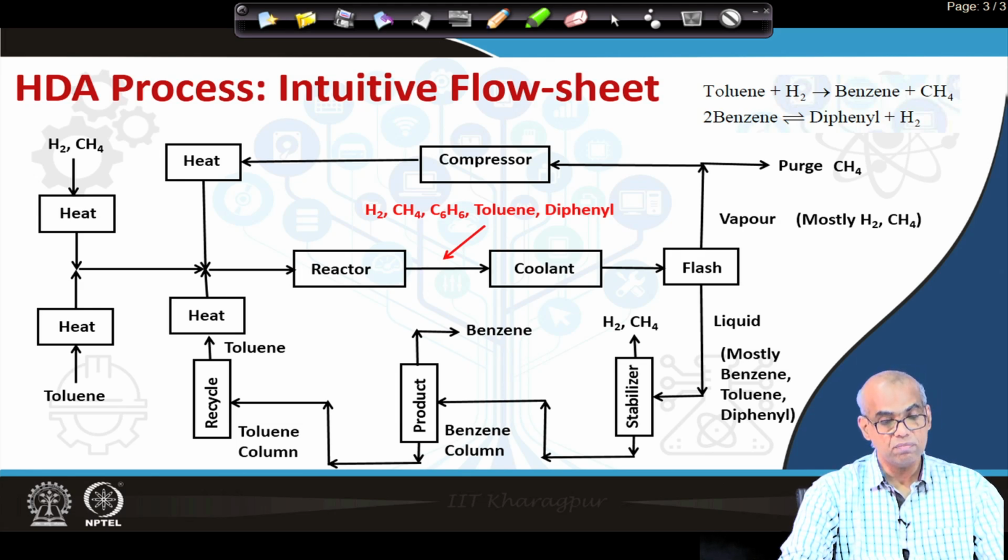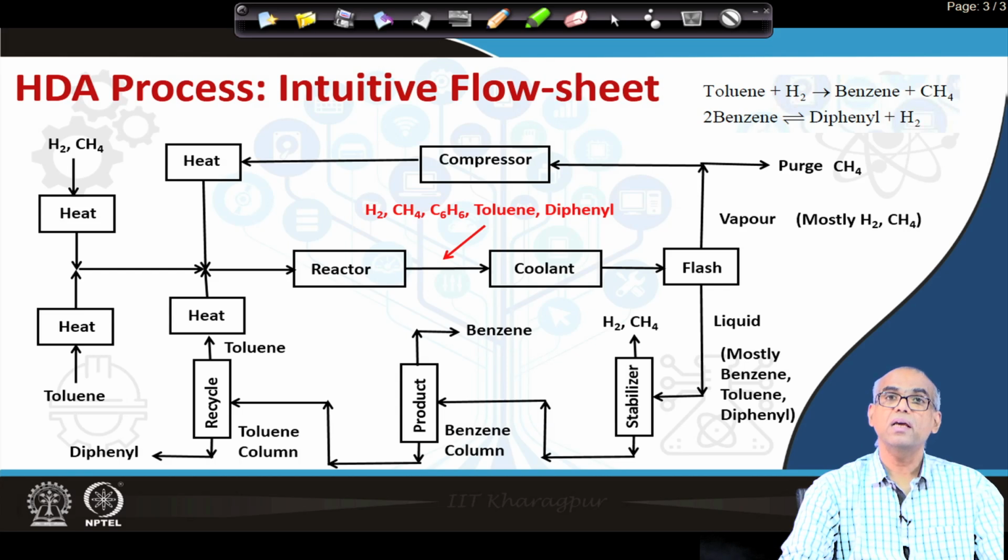The bottom product will contain mostly toluene and diphenyl, which will go to the third distillation column, which we will call the toluene column, and this mixture will be separated as overhead toluene product, which will be heated up and sent back to the reactor as recycle. From the bottom, the undesired diphenyl can be taken out.